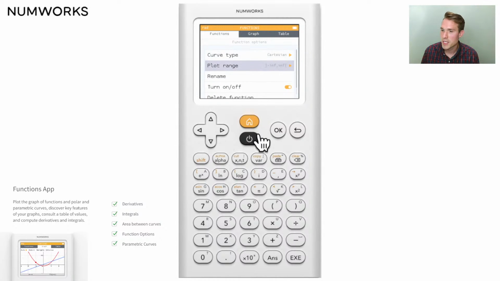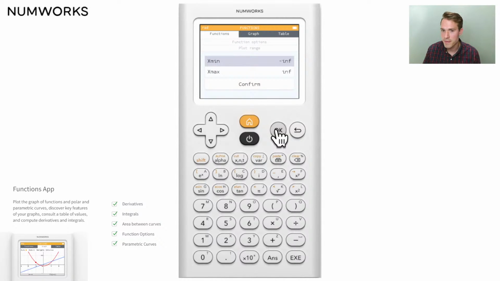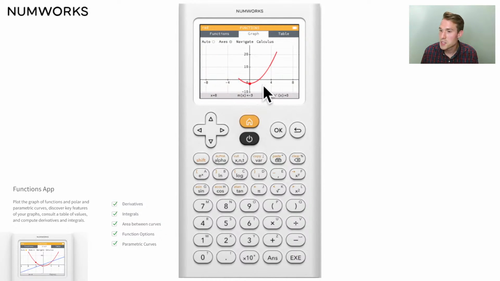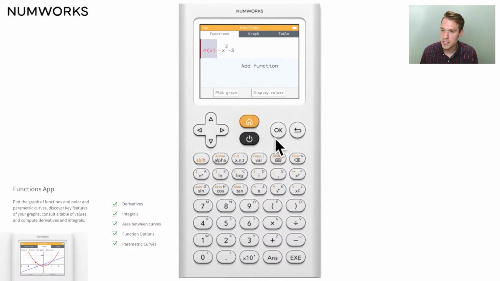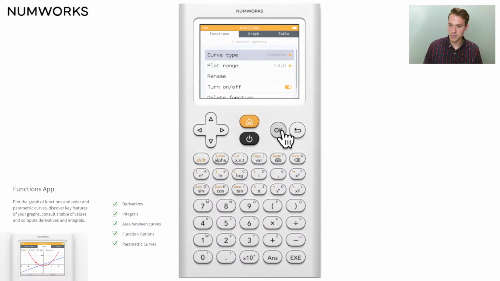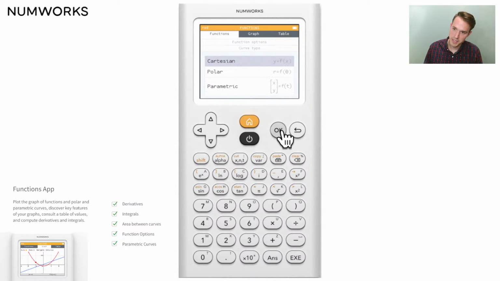And then we can also look at the plot range. This is just going to define for where this function is viewable. So instead of -infinity to infinity, maybe I only want to plot it from -2 to 5. So if we look at the graph now, I'm just plotting this curve from -2 to 5. And then the other thing that we can do in the options is change the curve type. So instead of Cartesian, maybe I want to do a parametric curve.